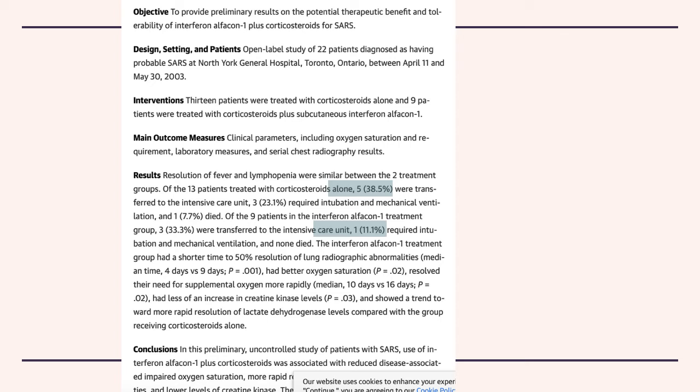The first one: patients who received the combo had 11% less ICU admission compared to those who received steroids alone. The second benefit: patients who received the combo, steroids plus interferon injections, had a shorter time to 50% resolution of the lung radiographic abnormalities. The third benefit: the combined administration of steroids plus interferon gave better oxygen saturation compared to steroids alone.